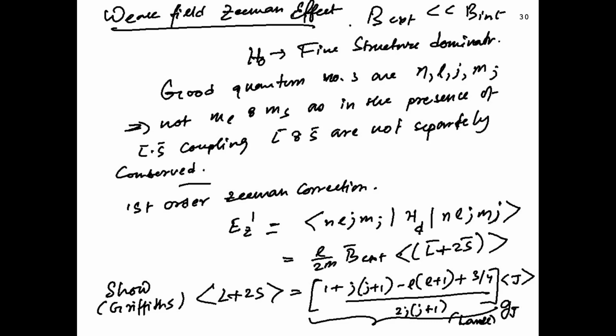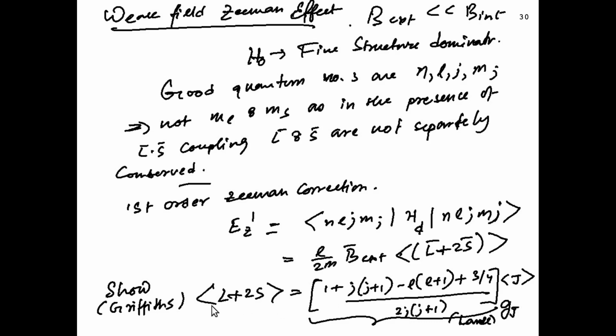So now the good quantum numbers are n, l, j, m_j, not m_l and m_s, because in the presence of LS coupling, L and S are not separately conserved, because it is my H naught. These are the good quantum numbers for the H naught. So what will be the first order Zeeman correction? The first order Zeeman correction will be the term which contains the B external, and in this basis I have to find the expectation value of L plus 2S, and that can be simply done.